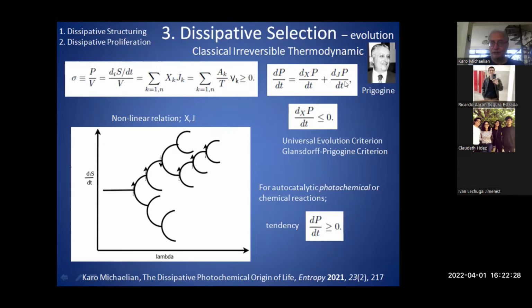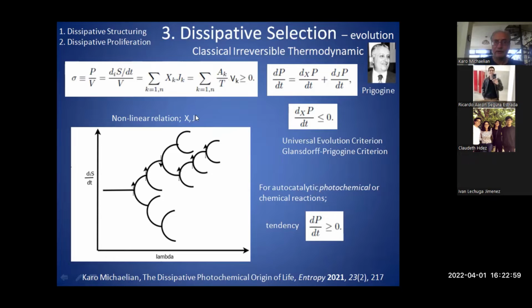But for this part, we can show that for the case of autocatalytic photochemical or chemical reactions, this tendency is to be positive definite. And so we get the total entropy production being greater, in fact, than this part, which is negative definite. Then we get the total change in the entropy production per unit time being positive definite. So the tendency is to increase, although this is statistical because it occurs at a bifurcation.